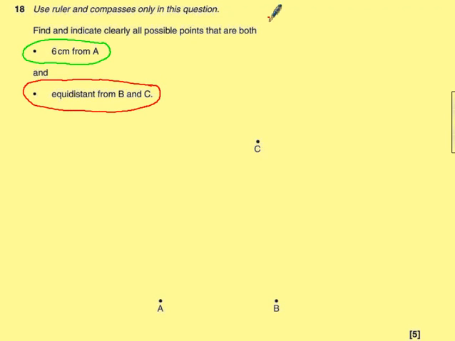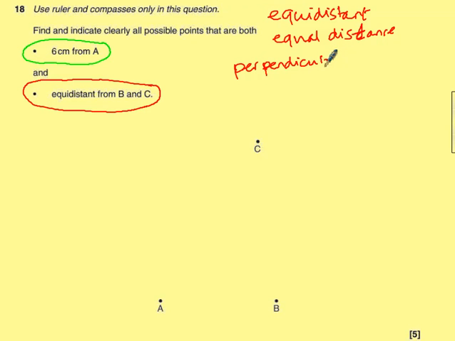Now, equidistant means an equal distance. So we need to be an equal distance from B and C. What they're actually asking us to work out there is the perpendicular bisector of BC. Now we can construct the perpendicular bisector of BC by constructing isosceles triangles with BC as a base.